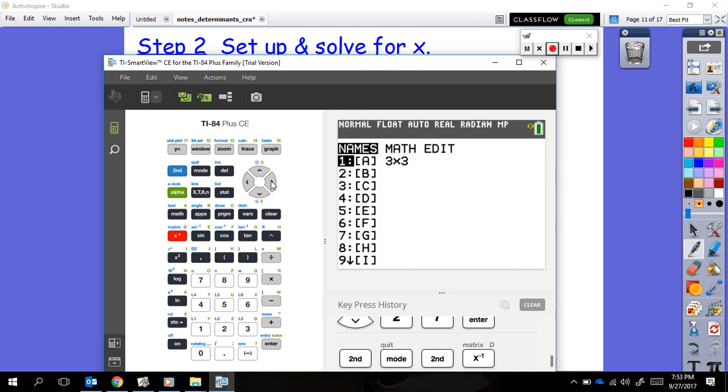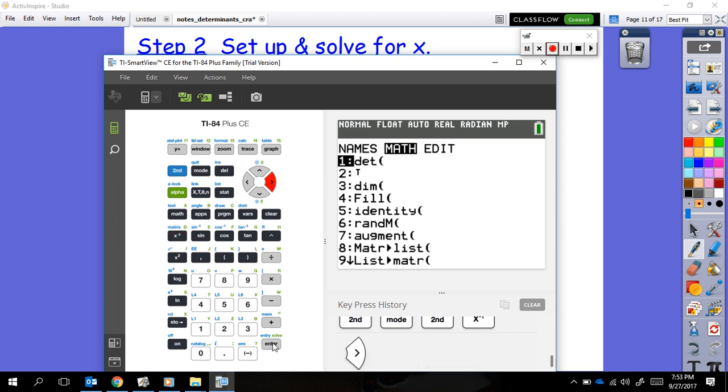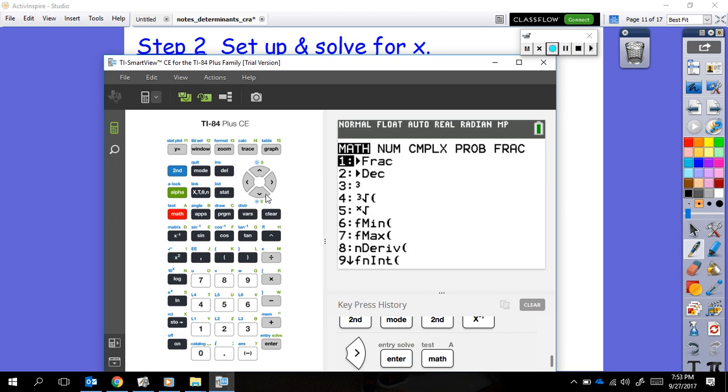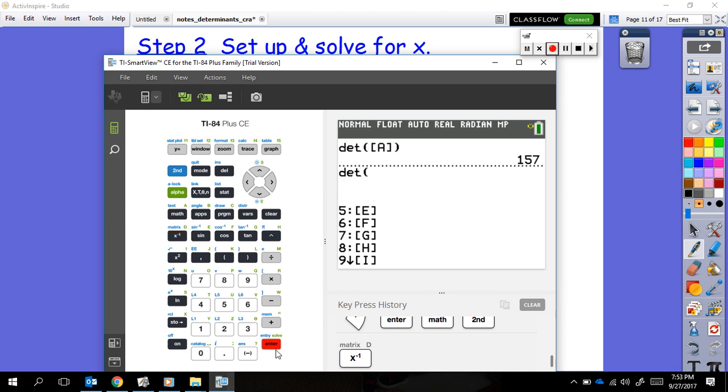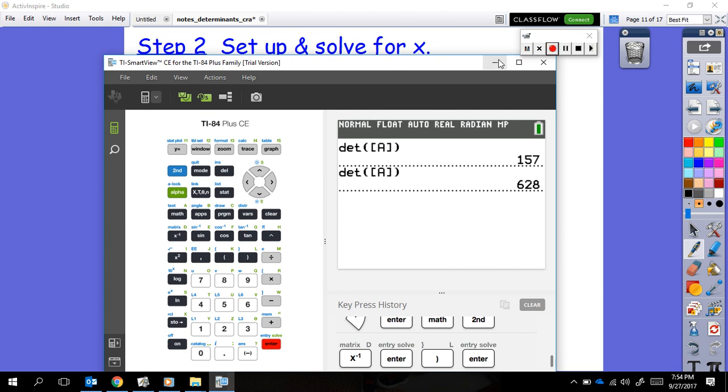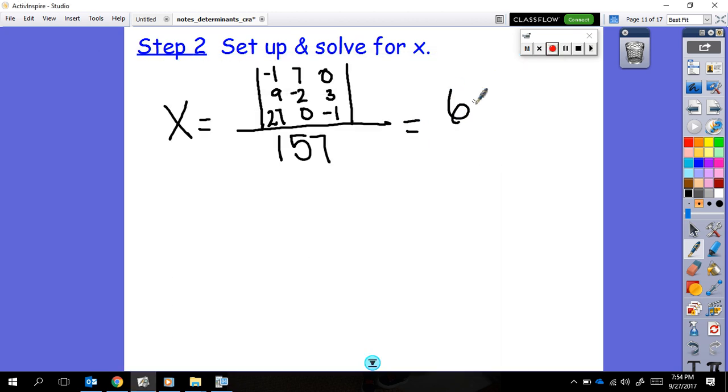Now go back and redetermine the determinant. So second matrix over to math determinant. We're still operating in matrix A. So second matrix, choose matrix A, close your parentheses, hit enter, and I get 628. So now the top of my fraction is 628 divided by 157. Write it out on your calculator. I hope it comes out even. I think it does. 628 divided by 157 is 4. That's nice. Okay, let's solve for y.